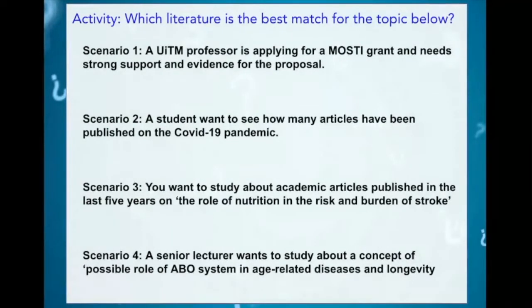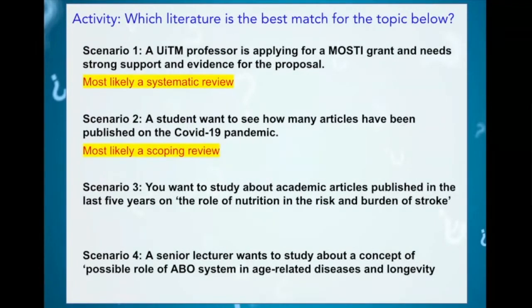And scenario 2: a student wants to see how many articles have been published on the COVID-19 pandemic. The student wants to focus on the COVID-19 pandemic without stating any timeline. Basically, he just wants to see that topic only. So it is basically a scoping review, okay?